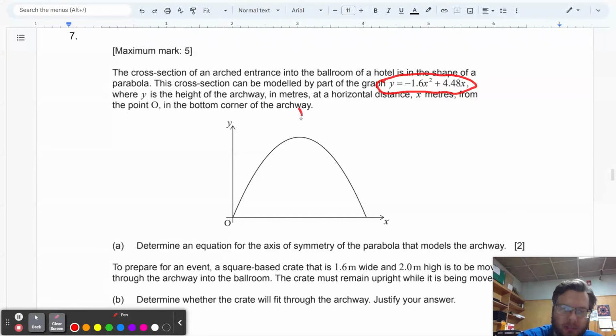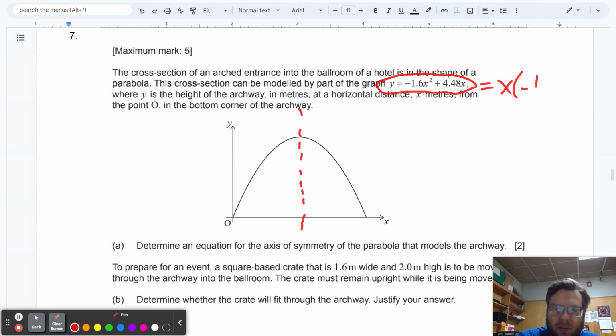The axis of symmetry is just going to be a line that cuts the arch in half like that. There's a formula you can use, or you can figure out where it touches the x-axis and go halfway in between those values. I like to approach it that second way, and I notice that I can factor this to be just x times negative 1.6x plus 4.48.